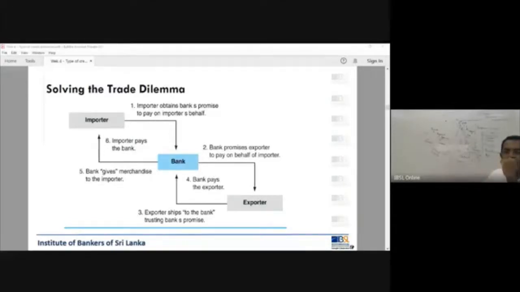Is there anywhere you couldn't understand, or do you know it very well? Is there anyone who wants me to repeat this? This is the entire LC, letter of credit. Banks deal with the documents. Please explain usance and sight. Okay, I'll do it. Anyone else? All others understood?